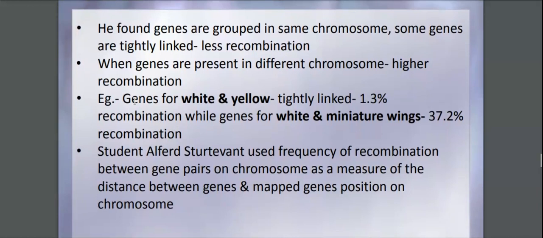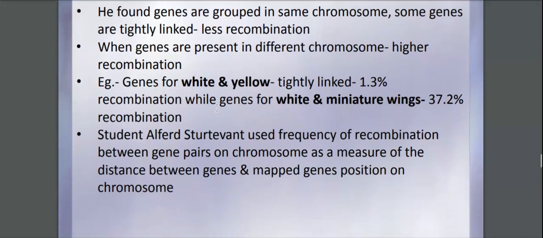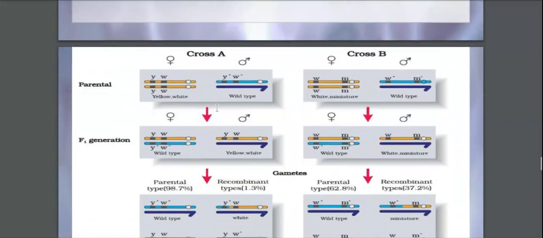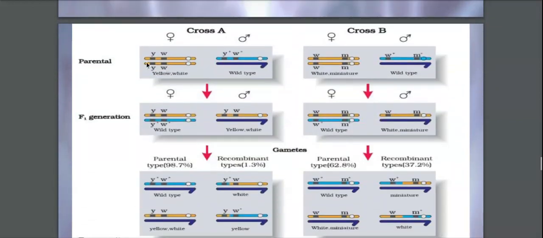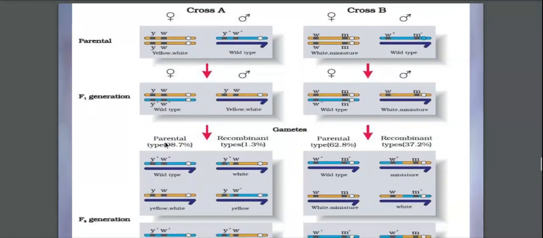An example given here for you to understand linkage and recombination is the genes for white and yellow, and it will become more clear when we take the diagram. We said that these genes, white eyed and yellow bodied, are present on the same X chromosome. So these genes white and yellow have a tight linkage, because of which they will prefer to stay together and assort together, and therefore you'll get more of the parental combination.